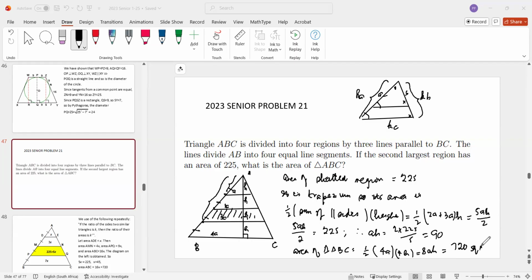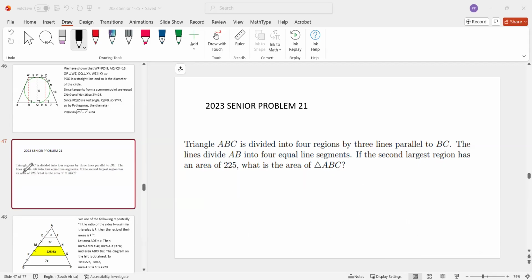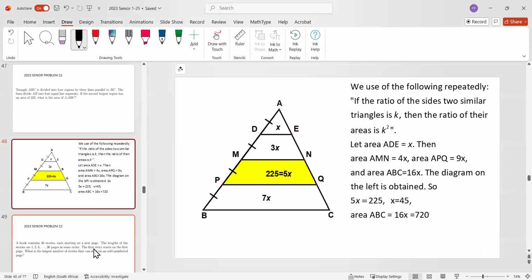Every time you have an area, you have to say it's square units. All right. And the lengths of these are all units. Okay, so the answer to this problem is 720. But you can see, right at the end there, you got that the area is 720. So we were on the right track.